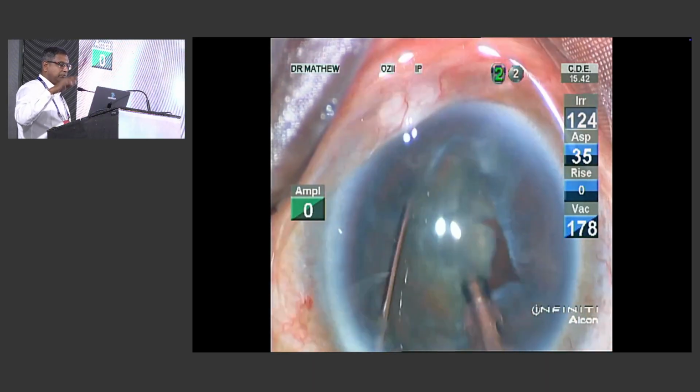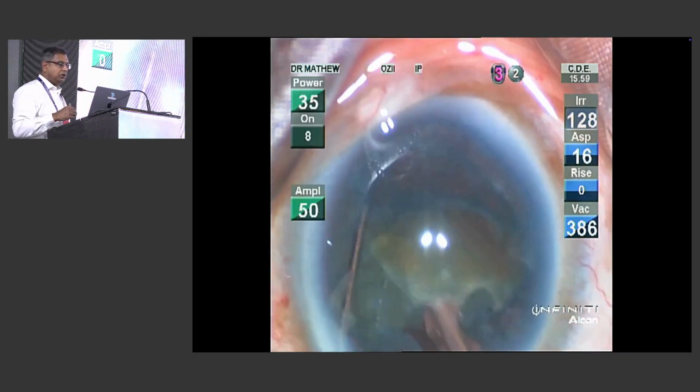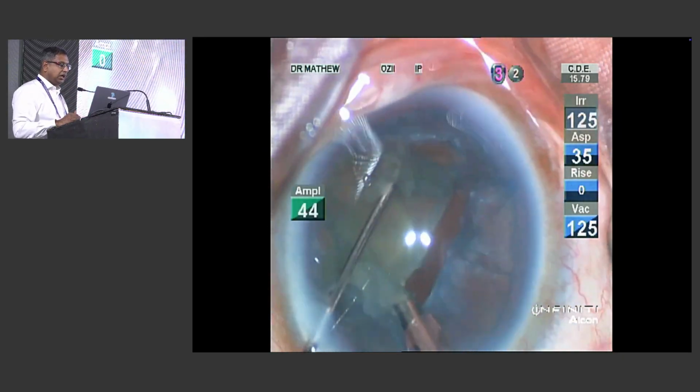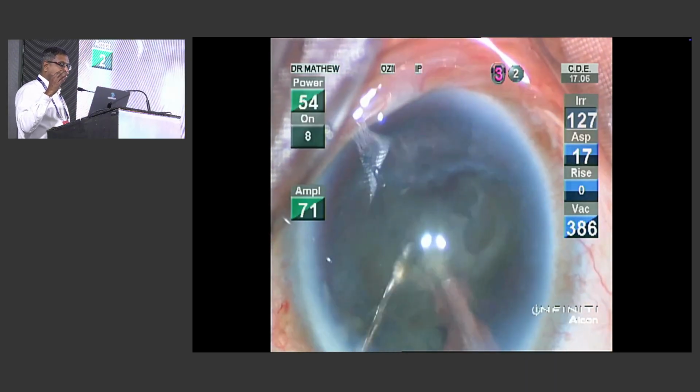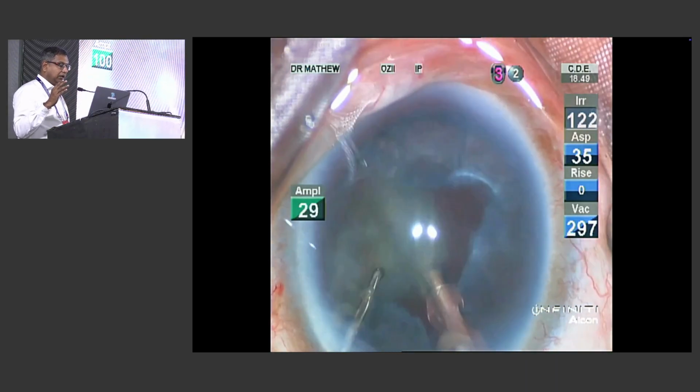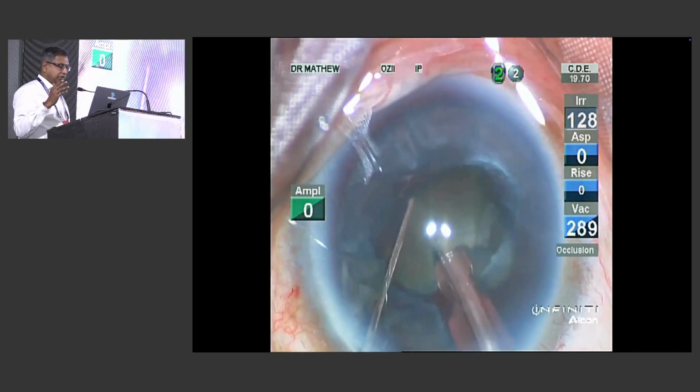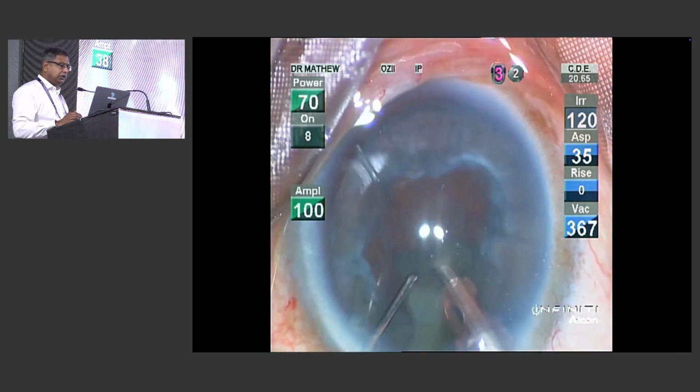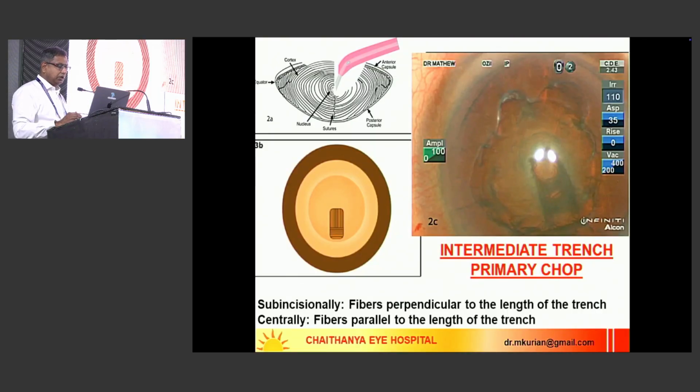Use your second instrument to reposition. Fluidics will also help to reposition the nucleus, and the entire procedure becomes so safe, so smooth, and you'll be thinking, what's the fuss about? Okay, so that is divide and conquer.